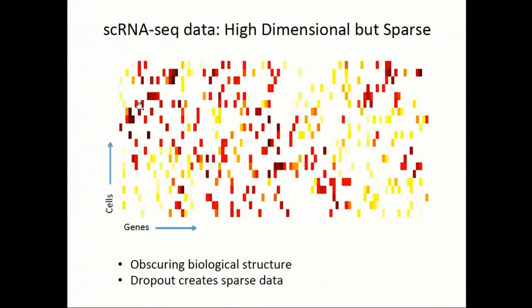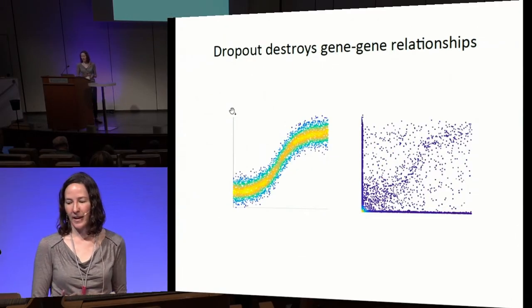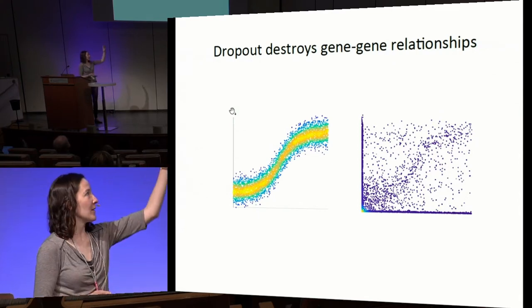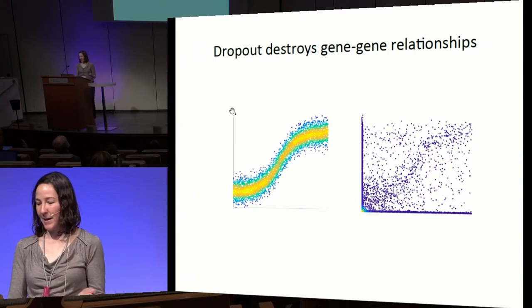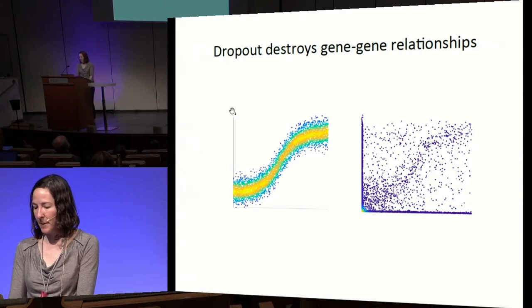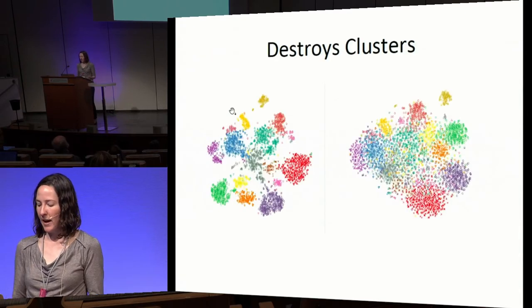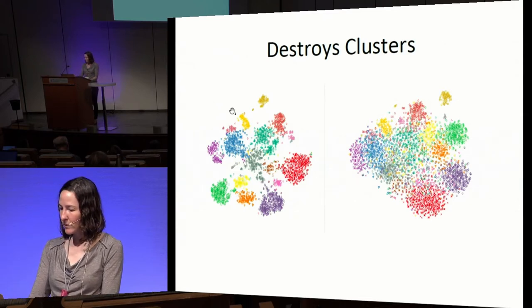So this is going to obscure some of the inferences we want to make about the biological system that we're studying. And particularly, it's going to do things like destroy correlations between gene expression. When you have dropout like this, a nice correlation between two genes gets these huge dots on the axes that mess up a lot of the inferences that we'd like to make. It might actually destroy clustering in some cases, so we really have to consider what the data looks like as we think about the methods that we're going to use.